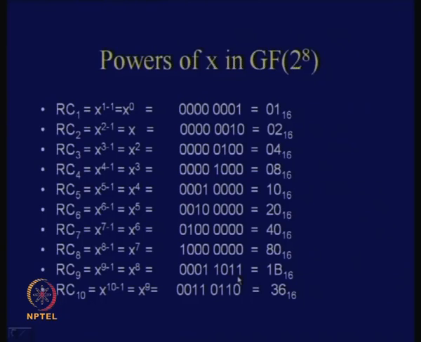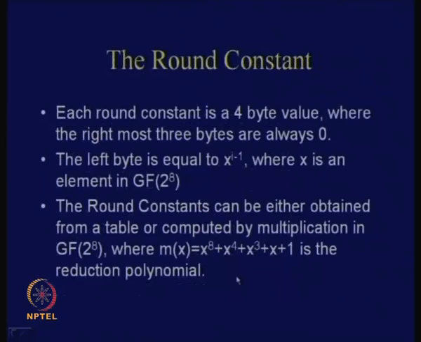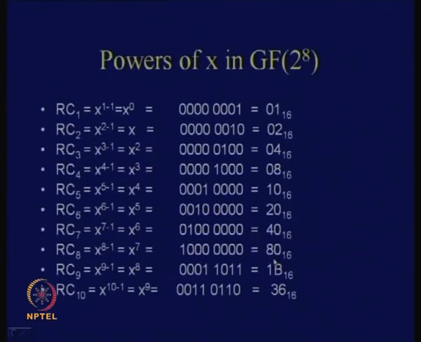Why? Because this indicates the coefficient of x power 4, this indicates the coefficient of x cube, this indicates the coefficient of x, and this indicates the constant 1. Your reduction polynomial was equal to x power 8 plus x power 4 plus x power 3 plus x plus 1. Subsequently, when you are computing the next power, it's just a shift of this. You get the 1 shifted here, 1 shifted here, and so on.